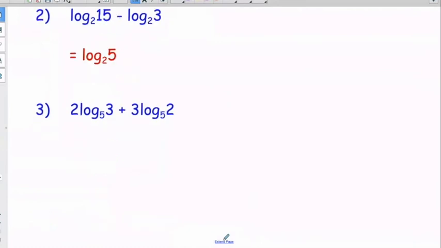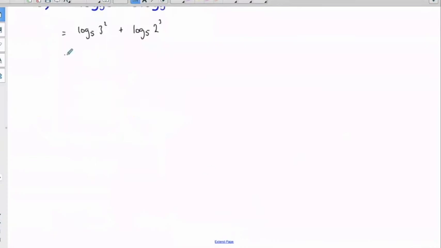What I can do is use my power rule backwards. I can bring these powers up here. So I can rewrite this as log to the base 5 of 3 squared plus log to the base 5 of 2 cubed. I can work that out. That's 9 and 8. And then I'm ready to use my multiplication law.